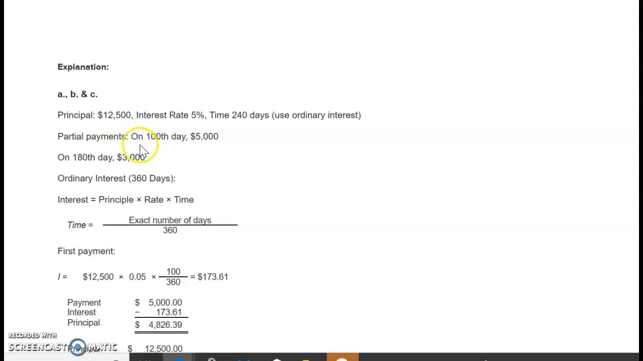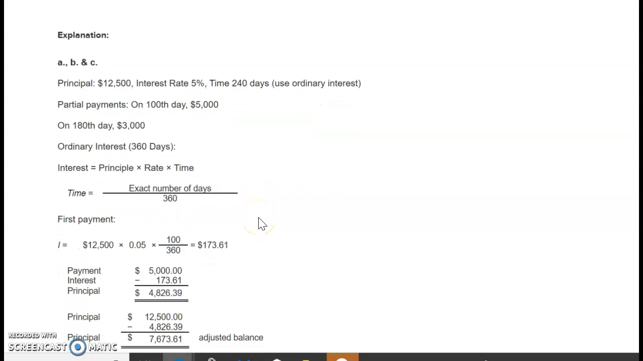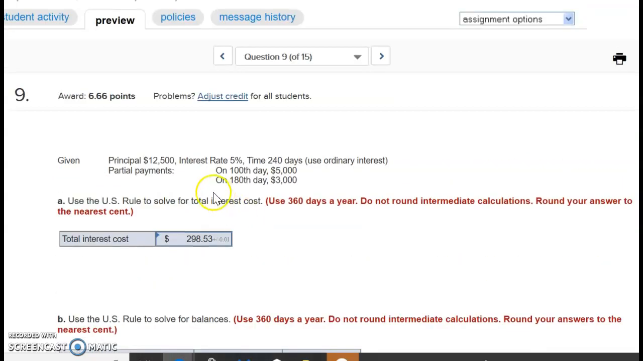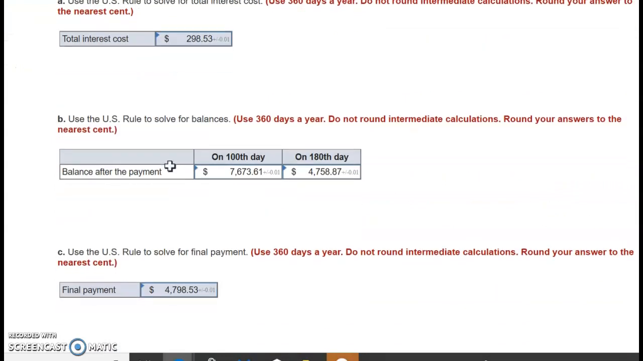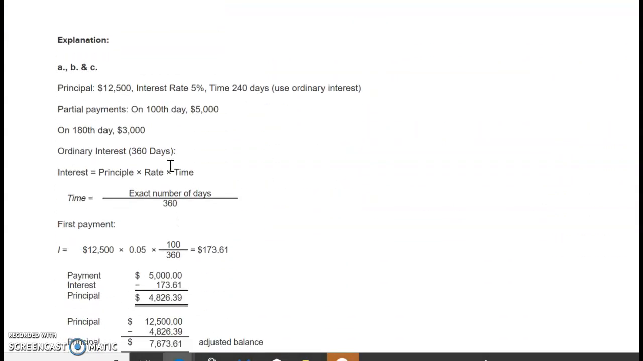Partial payments. So first partial payment on the 100th day is $5,000, and on that 180th day is $3,000. So we're using ordinary interest, which is 360. And to determine interest, we're going to use our interest formula, which is principal times rate times time. So for the first, you have to determine interest for these first 100 days before this payment. So our principal is going to be $12,500 from day 1 to day 100.